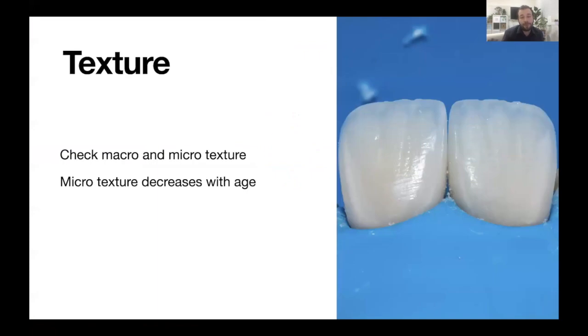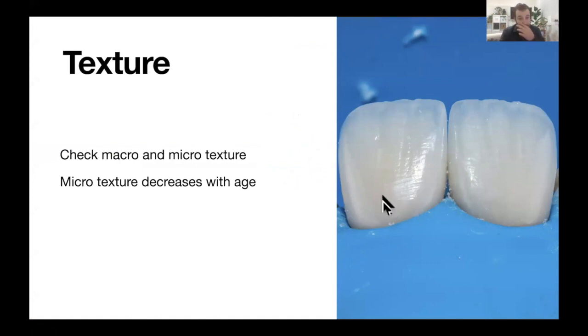Number 2 is the texture. So after you assess your morphology, you want to check your texture. There are 2 kinds of texture: micro and macro texture. Of course, micro texture is the small perikymata, we call them, on the enamel surface. This decreases with age, and with aged patients, you see the surface of the enamel to be smooth.